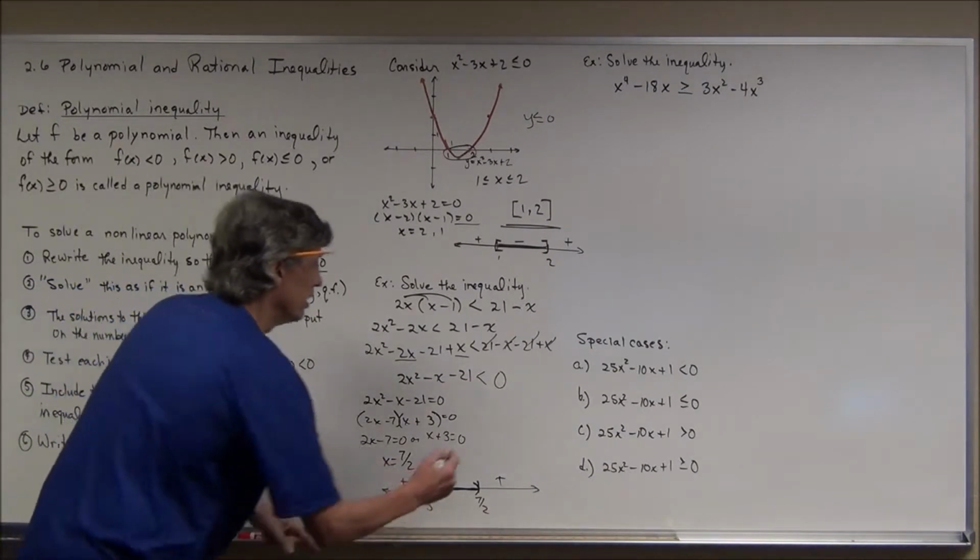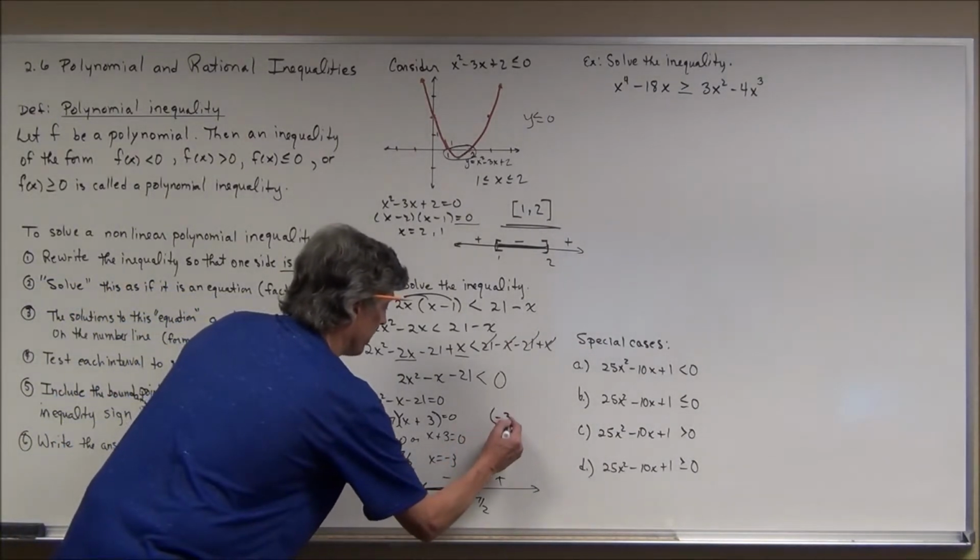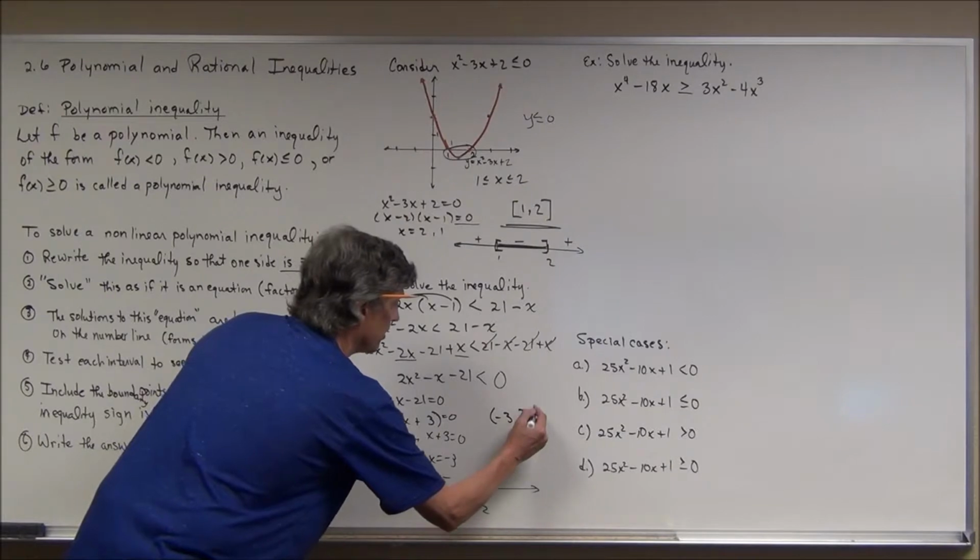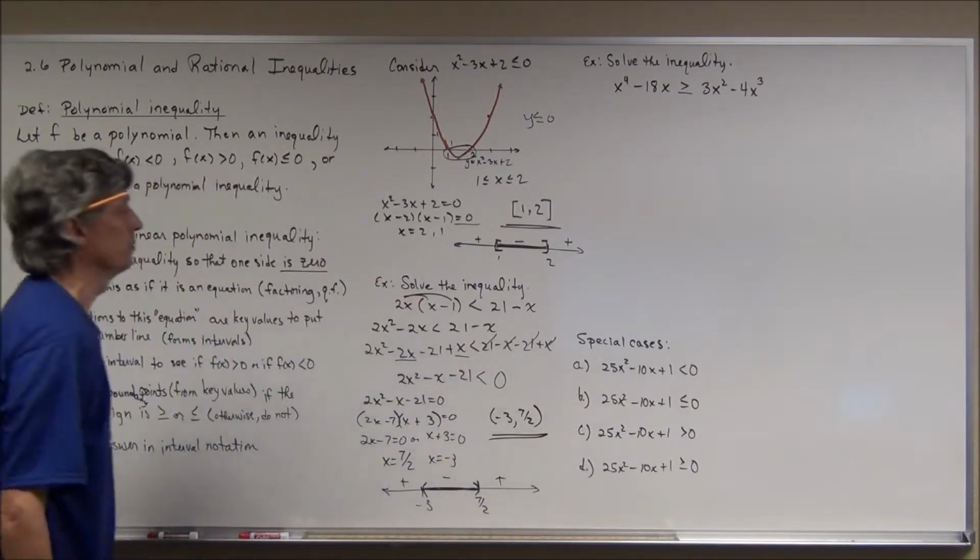And as you can see, my interval notation is from -3 to 7/2. And that is my solution.